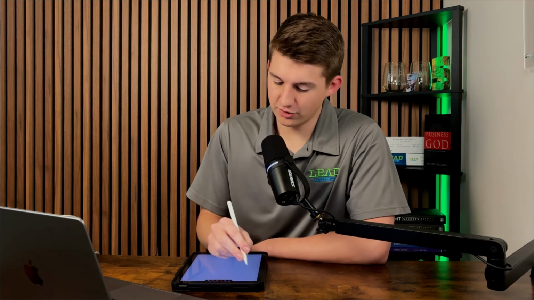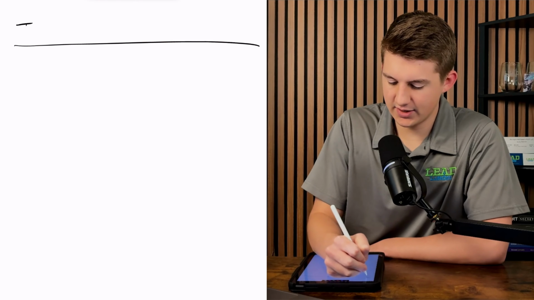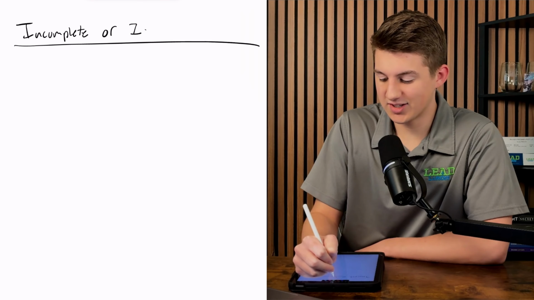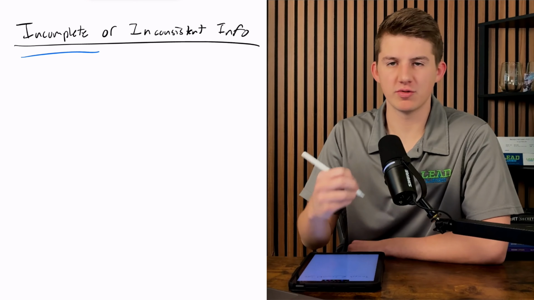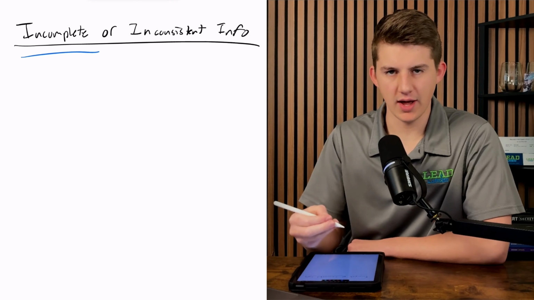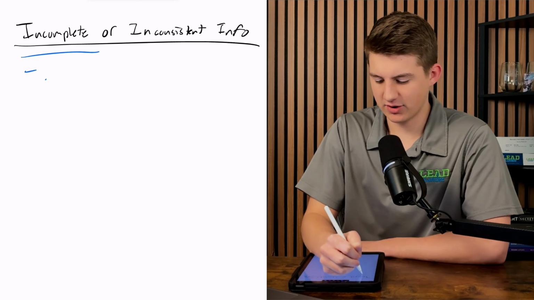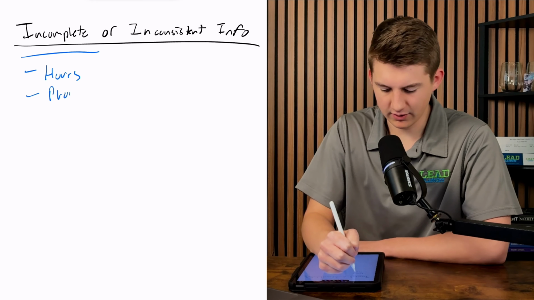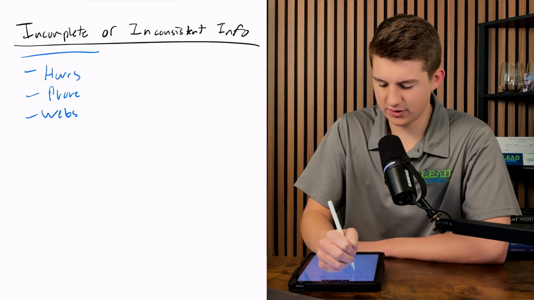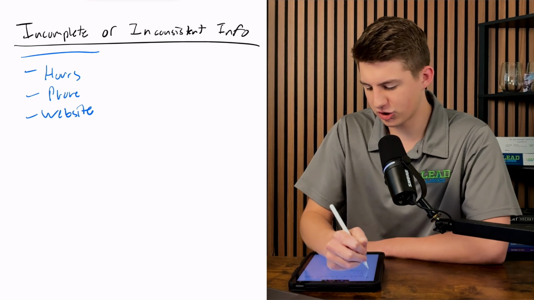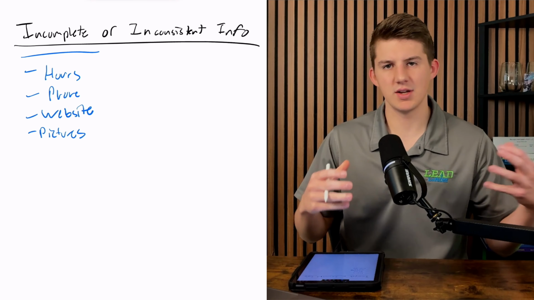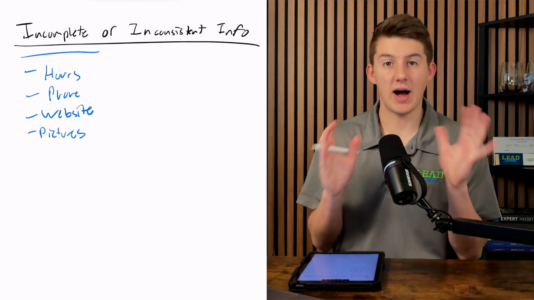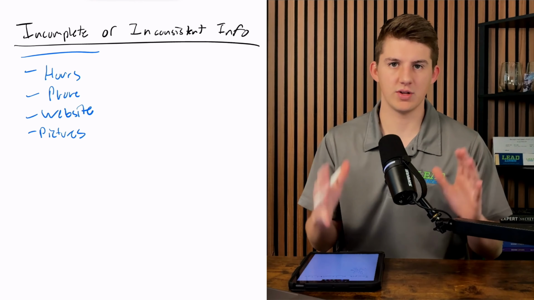Now, the first issue that I see all the time is incomplete or inconsistent information on your account. For incomplete information, simply fill everything in that Google allows you to fill in. I'm talking obviously your hours, phone number, website, all the standard stuff. Make sure you do it all though. There's pictures, there's a bunch of little things that you can fill out like products and services and all those categories. Everything you possibly can fill out, just do it. Make sure that's set up properly.